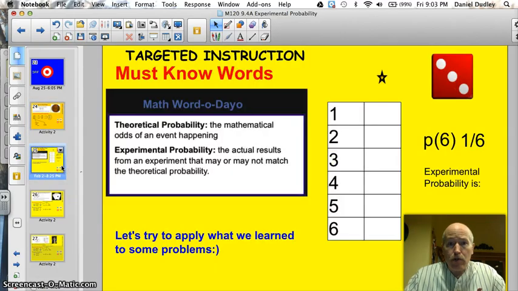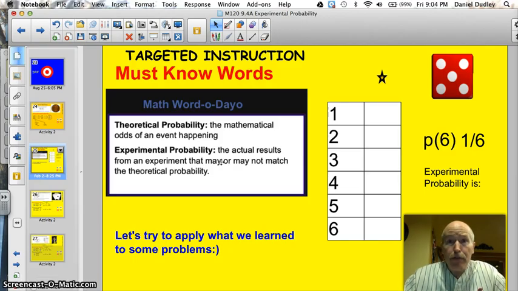Let's look at these two terms a little more carefully. So theoretical probability, that's the mathematical odds of an event happening. Rolling this die here, the probability of me rolling a 6 is 1 in 6, right? Mathematically, that's what should happen. Experimental probability is the actual results from an experiment, and they may not match the theoretical probability. Generally, the more often you perform an experiment, the more likely it will match the theoretical probability.